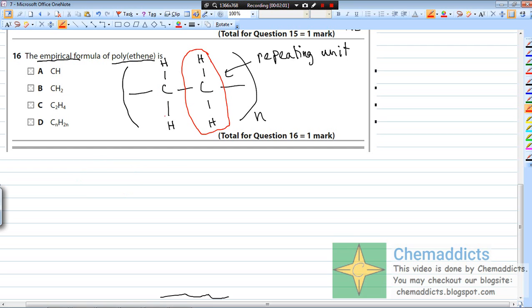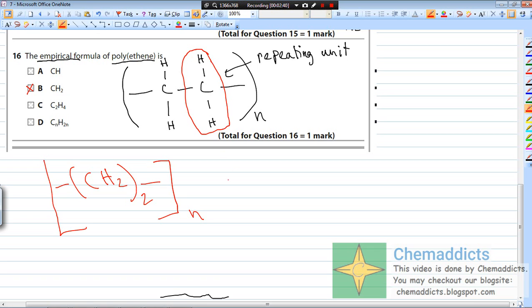Let me interpret here. Here the CH2 molecule is common. CH2 has been repeated twice. That is why the empirical formula would be CH2. So that is why B should be the answer here, since this is the simplest formula.